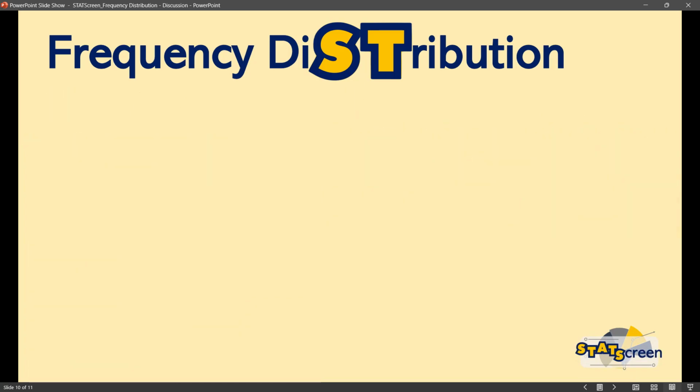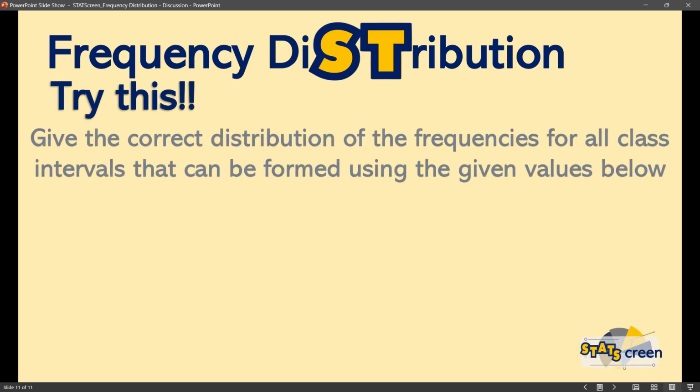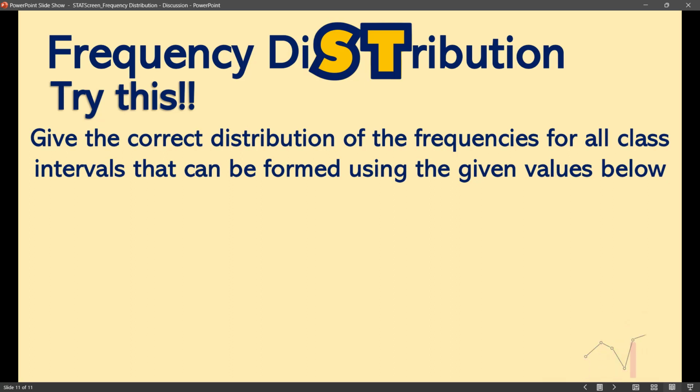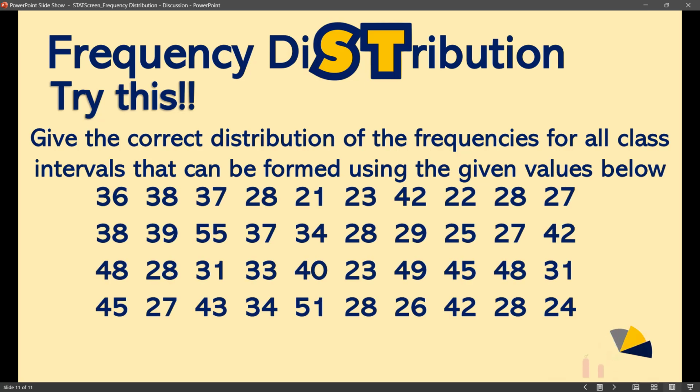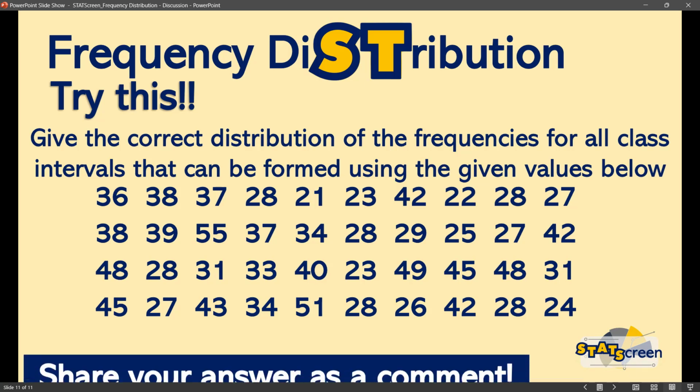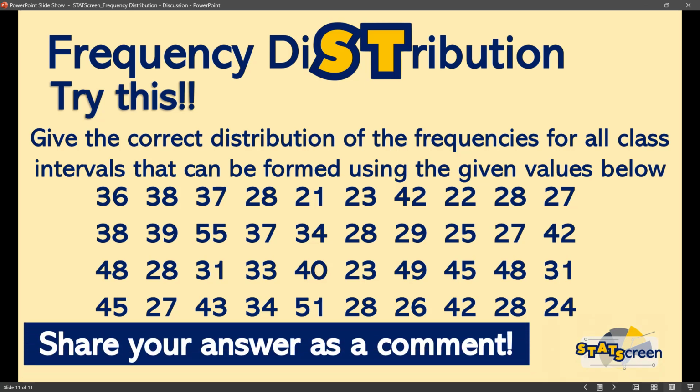Now, I would like you to try this. I'd like you to give the correct distribution of the frequencies for all class intervals. So you could answer 2, 1, 7, 9, 8, 0, so on and so forth, that can be formed using the given values below. In order for you to do that, you need to follow the steps that will reach you to step 5, the tallying of frequencies. And if you're done, I would like you to share your answers as a comment to this video.